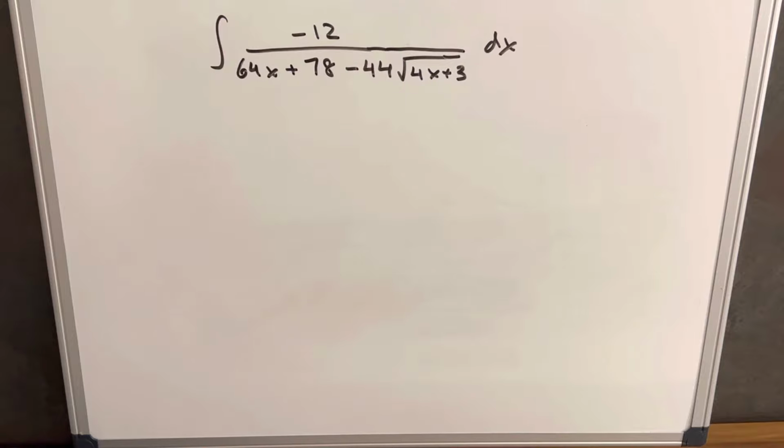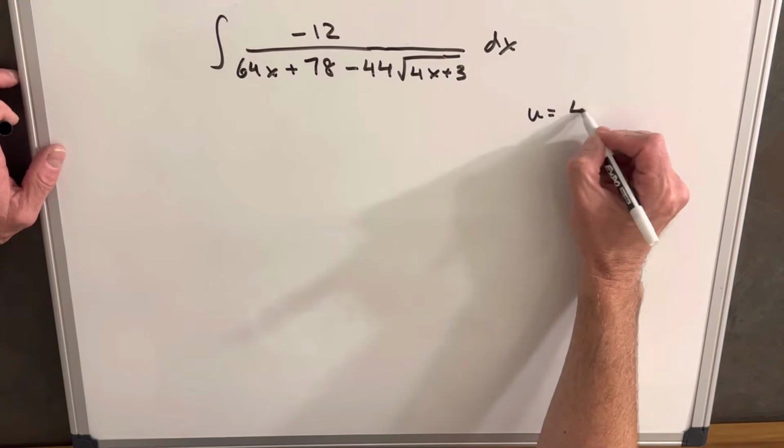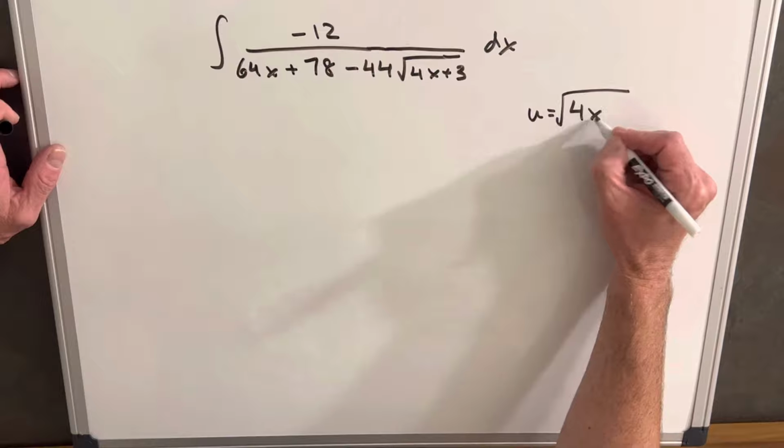There's not an obvious u substitution, and it's definitely not a polynomial that we can factor that I know of. I wasn't sure what to try first, but when you come to that case, usually the best thing to do is try a u substitution and try to simplify the radical. So what we'll do is set u equal to the square root of 4x plus 3.